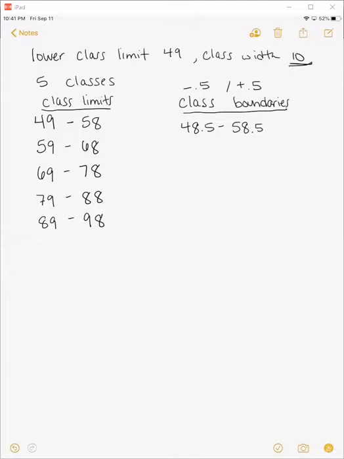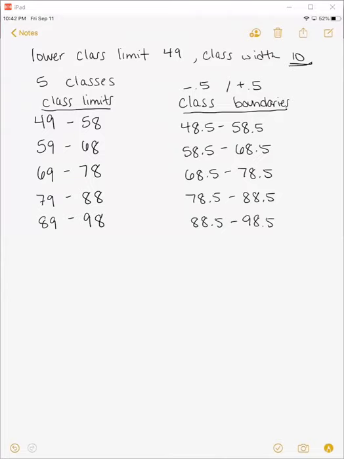And so I'm going to continue this trend, subtracting and then adding. So 58.5 to 68.5, 68.5 to 78.5, 78.5 to 88.5, and then 88.5 to 98.5.